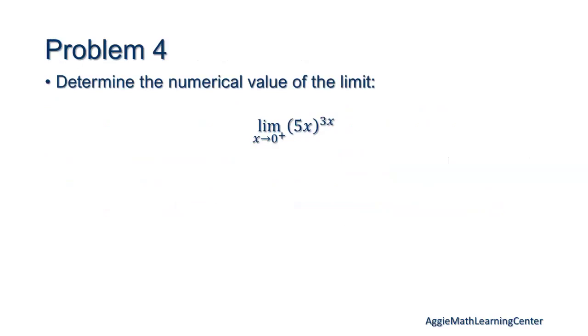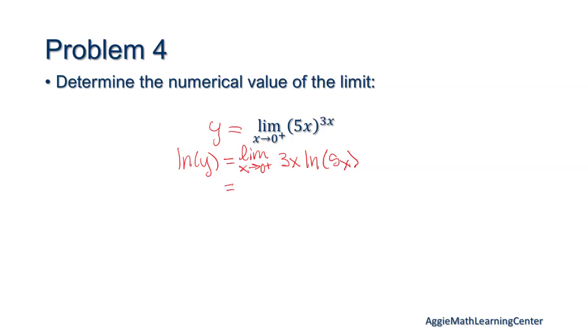And so we know that this can be set equal to y, right? We have y equals the limit as x approaches 0 from the right-hand side of 5x raised to the power of 3x. So what we can do here is take the natural log of both sides. That's going to leave us with the natural log of y being equal to the limit as x approaches 0 from the right of 3x times the natural log of 5x. Okay, so I took the natural log of both sides. That's what we get.